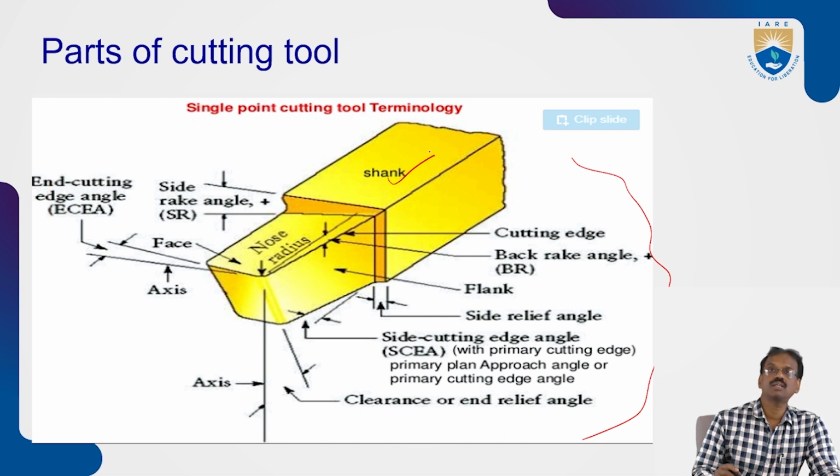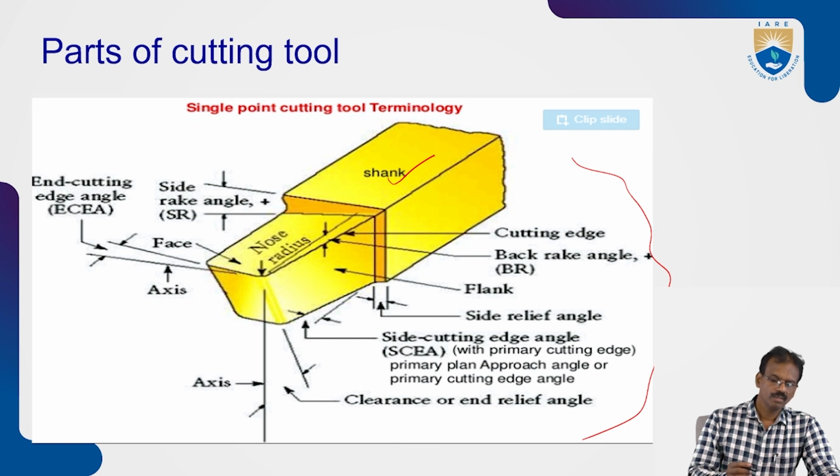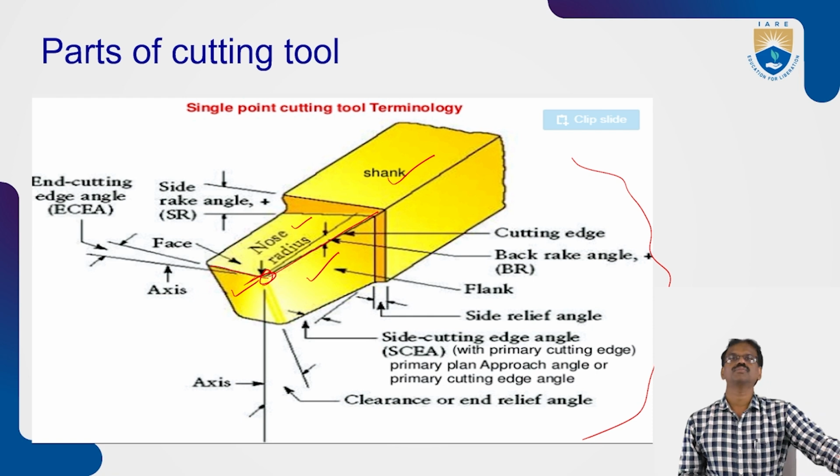The first one is the shank, to hold the single point cutting tool in the tool post. Next one is the rake face. On this face, the chips will slide in the upward direction. This is the major flank. This one is the minor flank. This is the major cutting edge. This one is the minor cutting edge. And this is nothing but the nose. Nose, very important. So these are the different parts of a cutting tool.